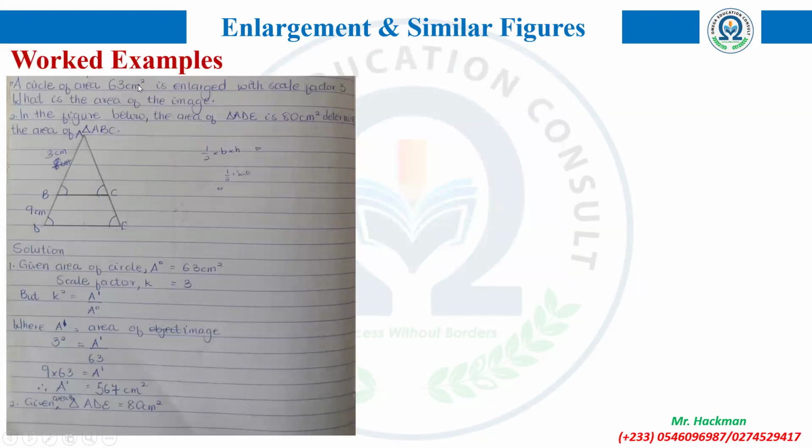So, a circle of area 63 centimeters squared is enlarged with scale factor 3. What is the area of the image? So you are looking at the image area, per the formula. Let me look at the solution to question 1. This is so easy.